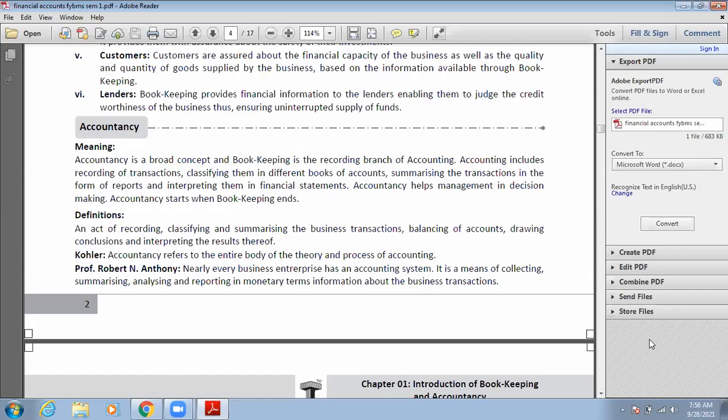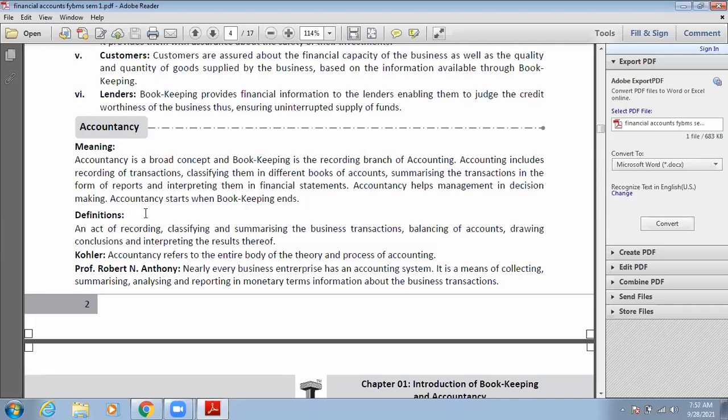Okay, accounting includes recording of the transaction, classify them in the different books, summarizing the transaction in the form of report, and interpreting them in the financial statement. That means accountancy is a very broad concept जिसमें आप हर चीज को systematically analyze करते हो, हर बुक को हर जगह रखते हो, उसमें प्रॉपरली एंटर करते हो, एंड एट द एंड ऑफ द ईयर आप इंटरप्रेट करते हो. दैट मींस कि आप ट्रायल बैलेंस बनाते हो, फाइनल अकाउंट बनाते हो, जिससे आपको ये पता चलता है कि व्हाट इज द फाइनेंशियल पोजीशन ऑफ द बिजनेस.